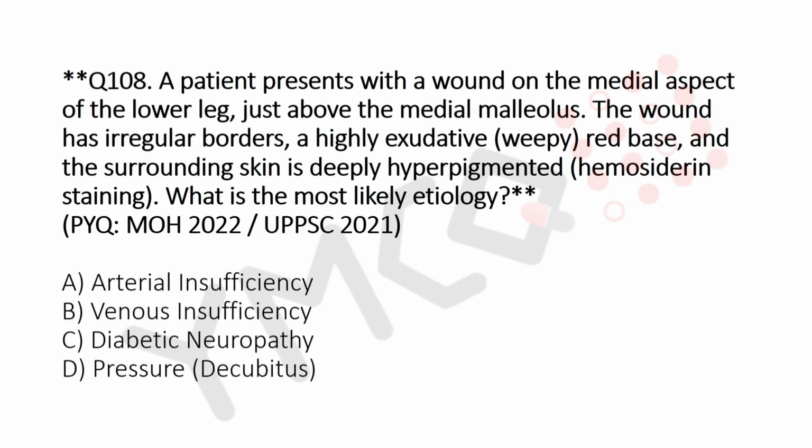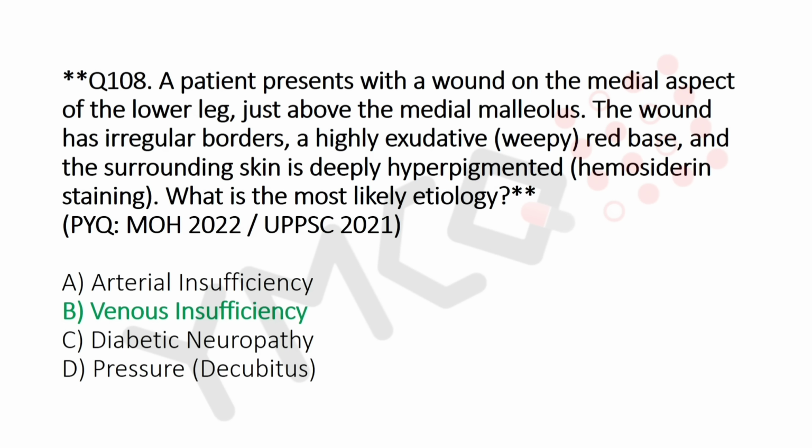And the answer is option B, venous insufficiency. A wet, leaky wound near the medial malleolus with broken, stained skin around it is the classic textbook description of a venous ulcer. The blood gets pumped down to the leg but cannot get back up, so it pools and breaks down the tissue. Okay?